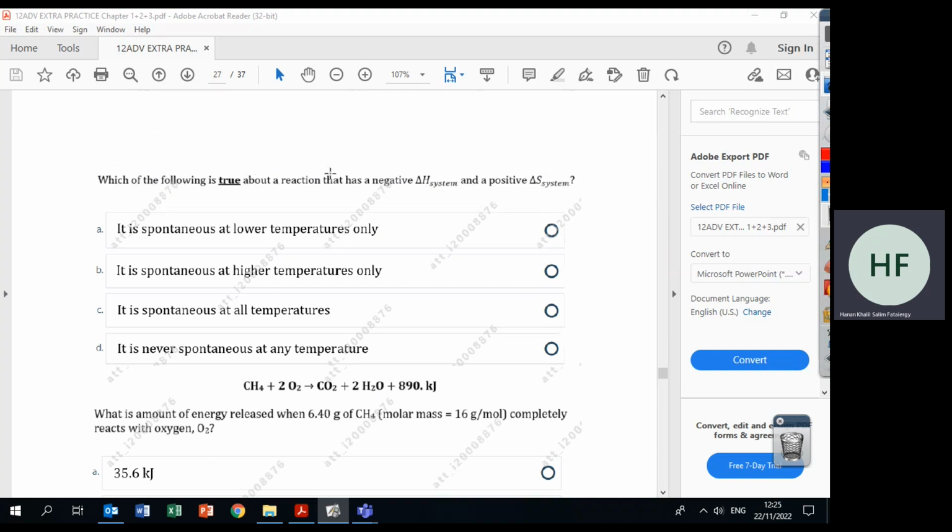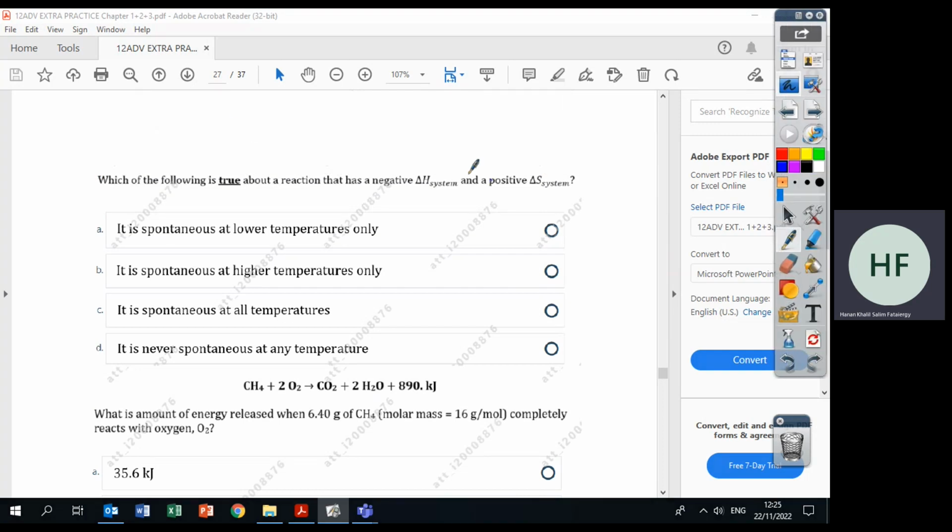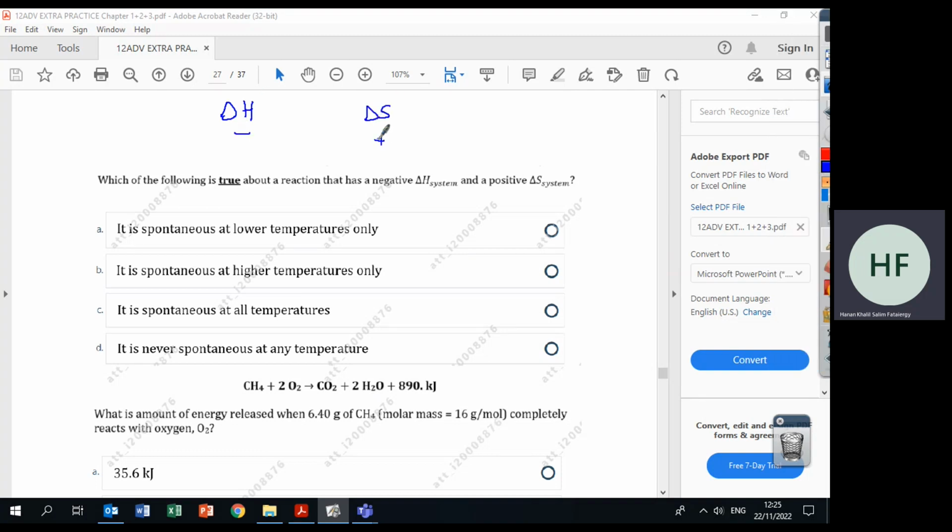Which of the following is true about a reaction that has negative delta S and delta H is negative and delta S is positive? I want you to tell me delta G. Of course, when they are different, delta G will be the same as delta H. So delta G will be negative. Negative delta G means it does not need energy. No need for energy, meaning spontaneous. So the reaction is spontaneous at all temperatures.